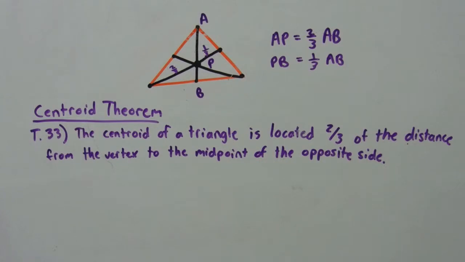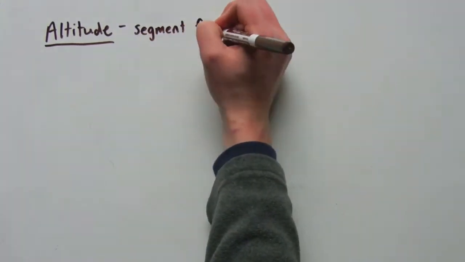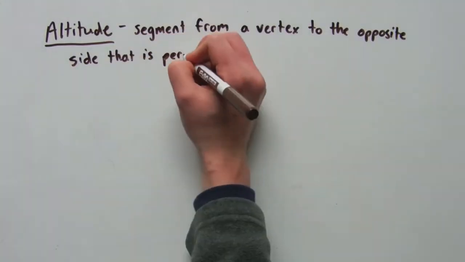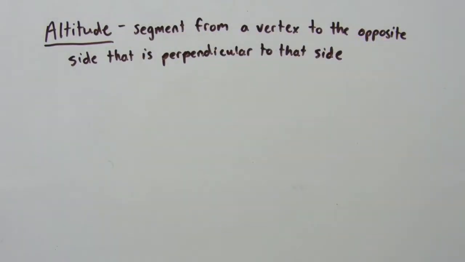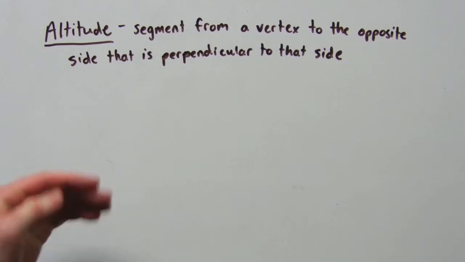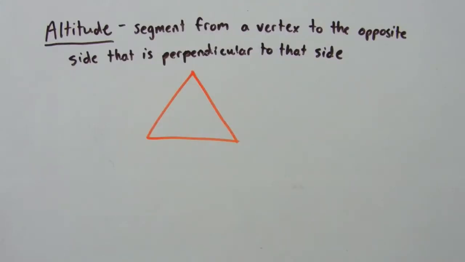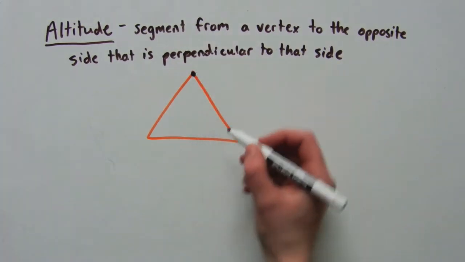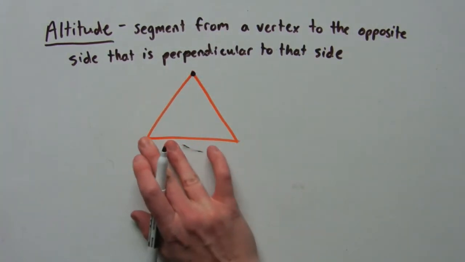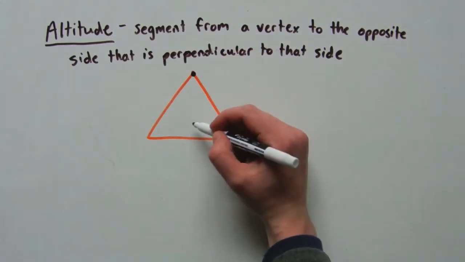Let's go over one other segment within a triangle. Now we know perpendicular bisector, angle bisector, median, and we're going to go over altitude next. Altitude is a segment from a vertex of a triangle to the opposite side that is perpendicular to that side. Here we have a triangle, and we're going to create our first altitude. We're going to go from the vertex to a side, and the side we're going to create a segment that's perpendicular to it.